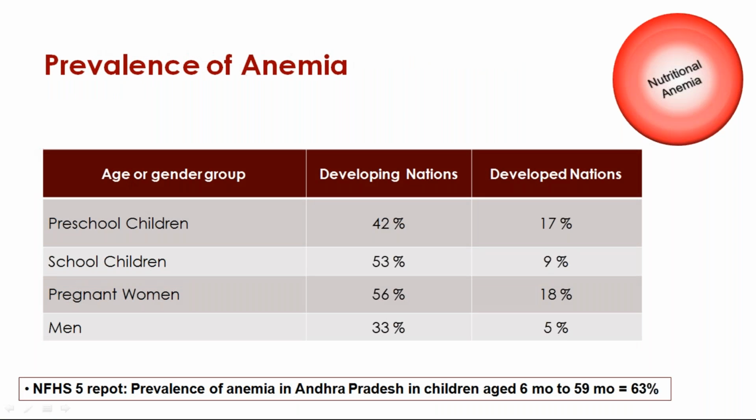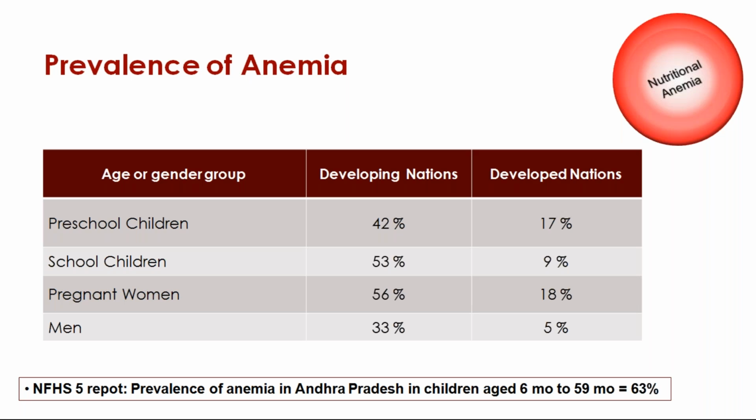Now, how prevalent is it? The prevalence of anemia in preschool children in developing nations is 42%, and in developed nations 17%. Whereas in school children it is much more common, nearly 53%, and in developed nations naturally less. In pregnant women it is even more common, 56%. In men generally it's less, 33%.